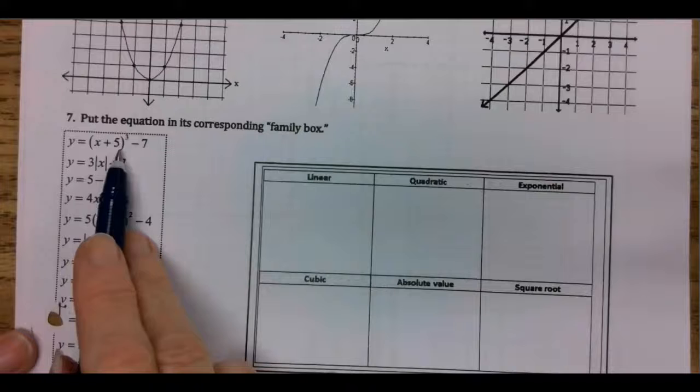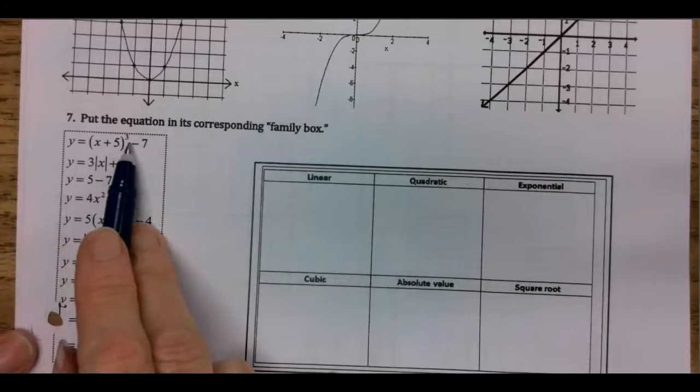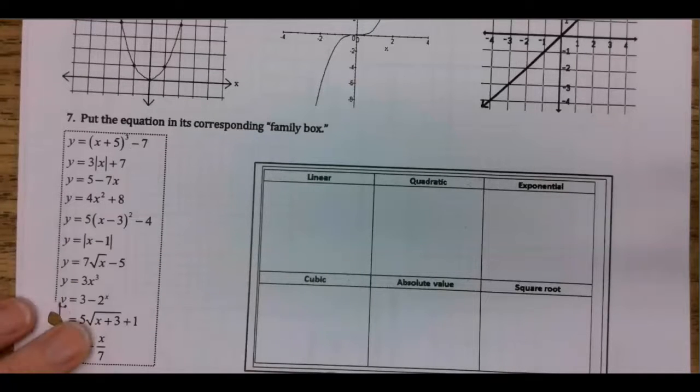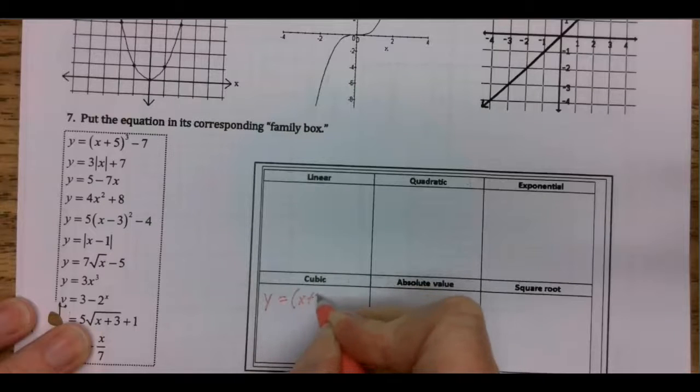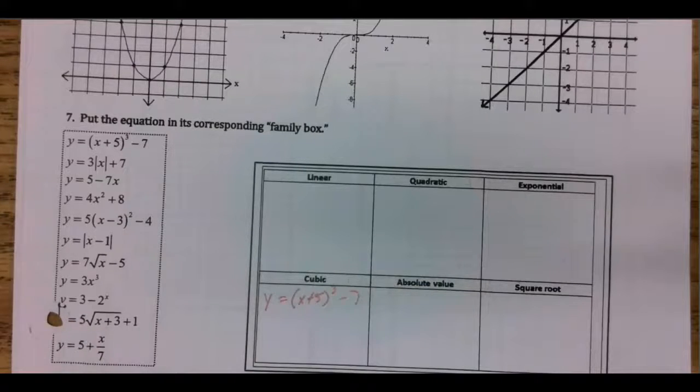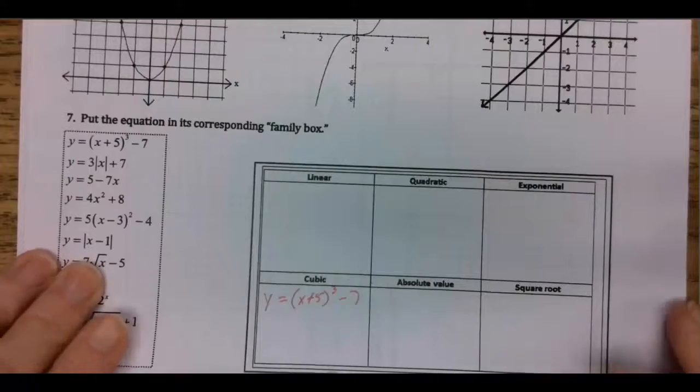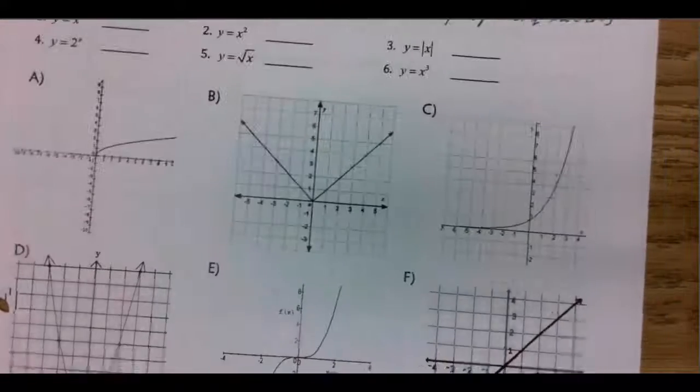So for instance, I'll do the first one. y equals (x plus 5) cubed minus 7. So that is a cubic. So I write down y is equal to (x plus 5) cubed minus 7. That's what you're doing there. Okay, put it in its family box. Put it in its parent function.